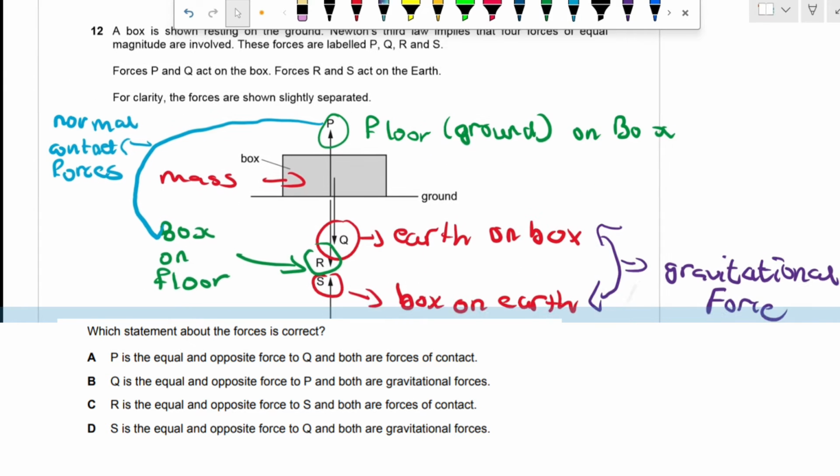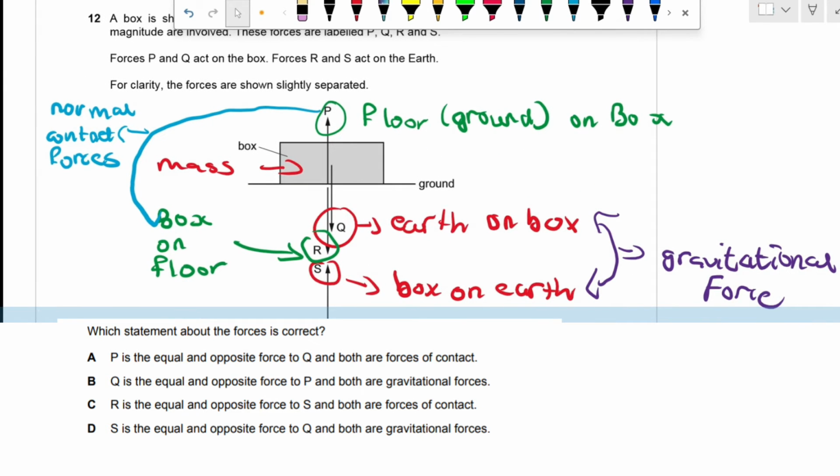So we now know our brothers, our twins, Q and S, P and R. In this question, question 12, P is equal to Q. P and Q, they're not related. It's P and R that's related, and Q and S. Q and P not related. R and S not related. S and Q, they are related. They are equal, sure. Opposite, yes. Gravitational forces, yes. So the answer is D.